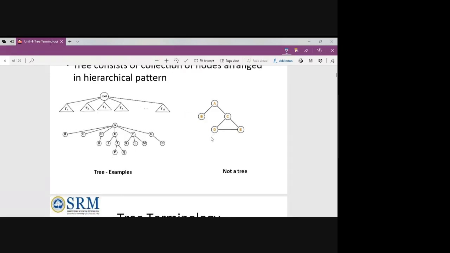So this will not be a tree, because, see here, why is it not a tree? Can anyone answer? Why? D and E are connected. Yes, there is a cycle, there is a loop. So here it cannot be a tree. It can be that this is a tree, this is a tree.